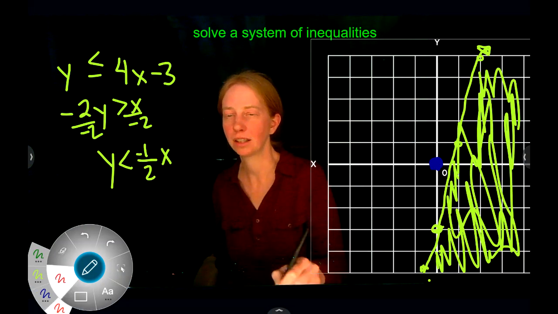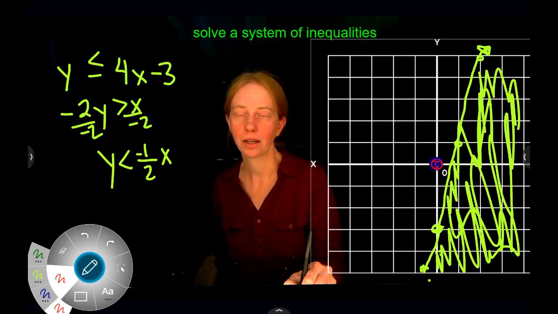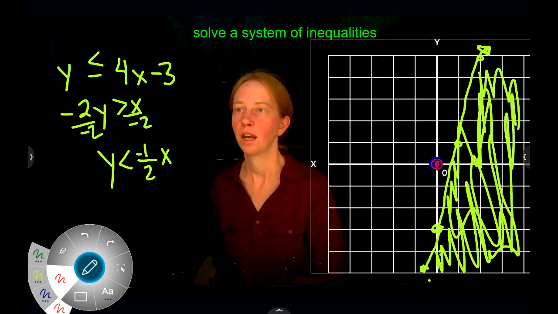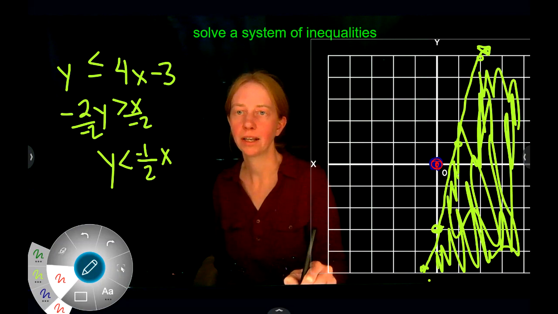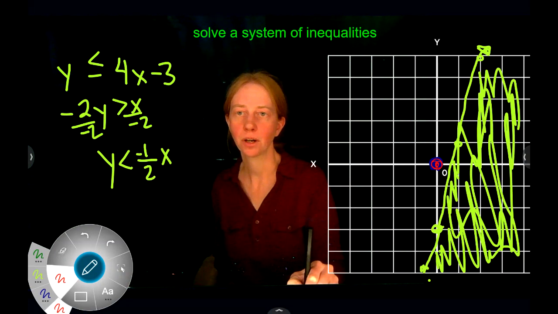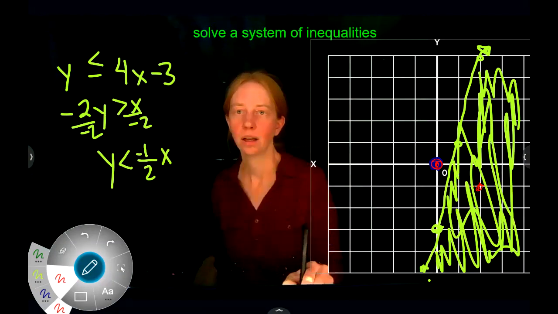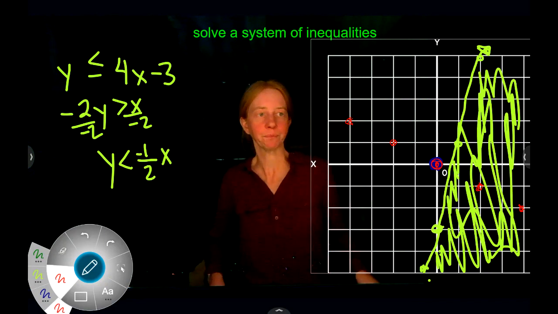Maybe red would be better. I think red would be better. Okay, right there in the center. And then I'm going to go down 1 over 2. So down 1 over 2. Okay, so I've got a few points here. I can go the other direction and get a few more points. Just trying to make those bigger so you can see them pretty well.